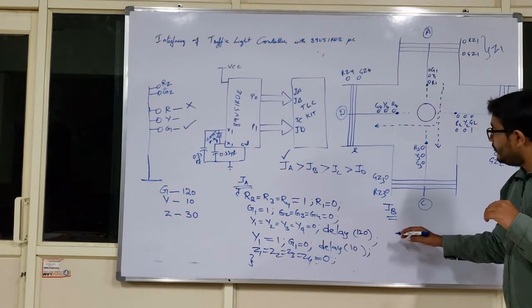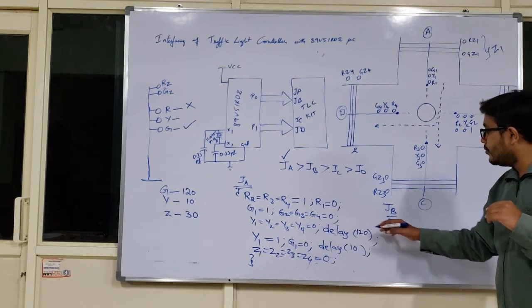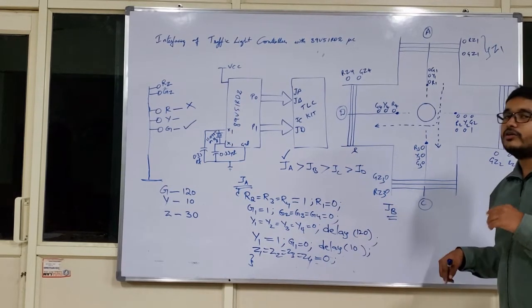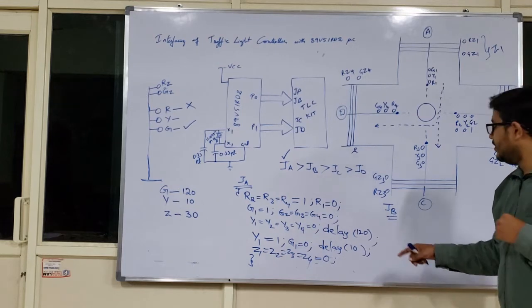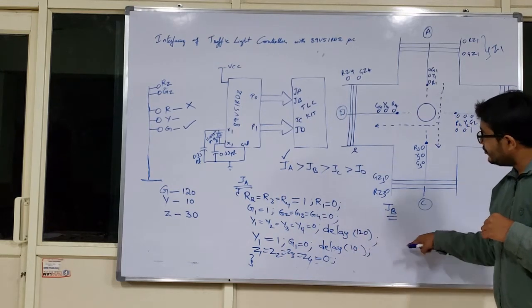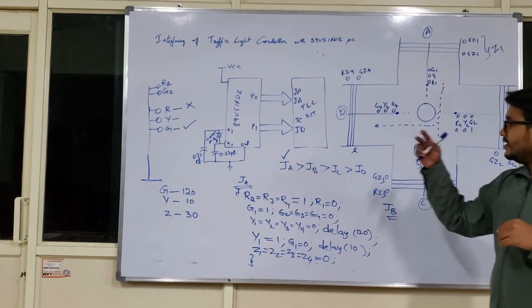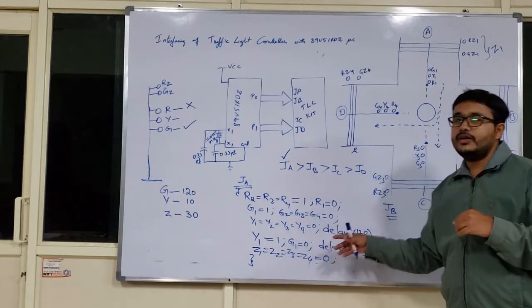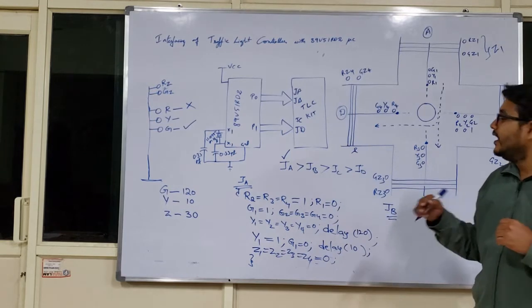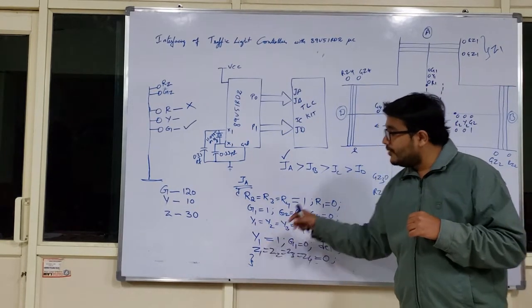So this activity will be for how much amount of time? Again, 120 seconds, or 120 time iterations. Okay. Next, after completing, what is the instruction you have given for the junction B activity? The same kind of instructions you need to apply for the junction B activity, that is your Y2.